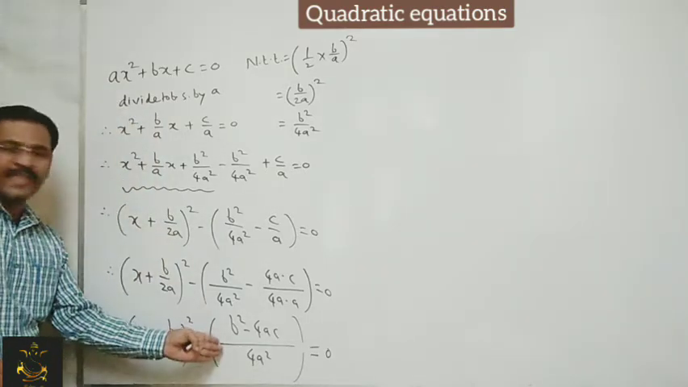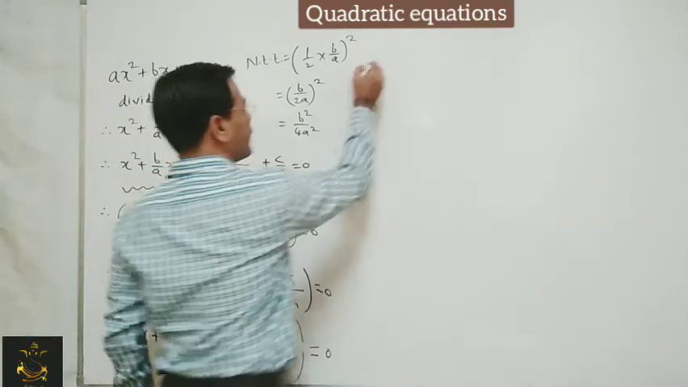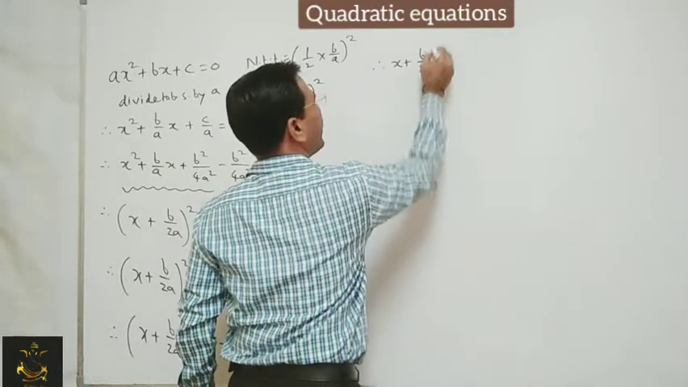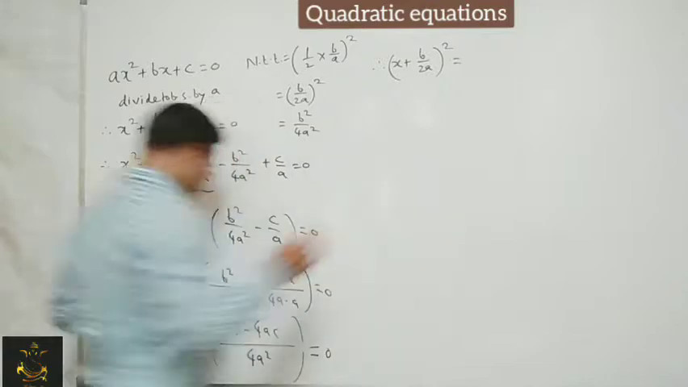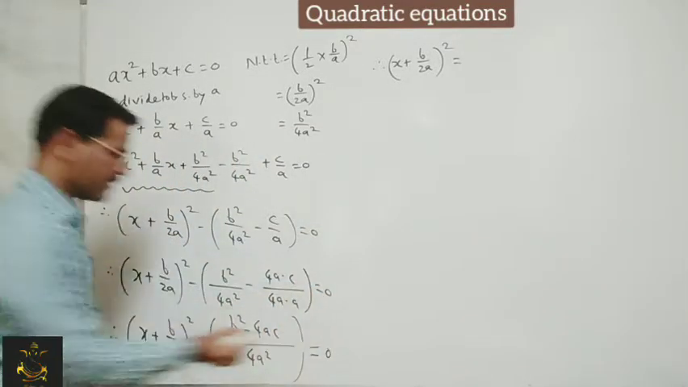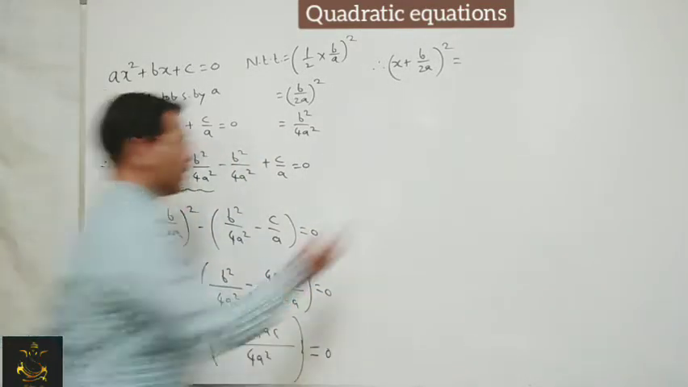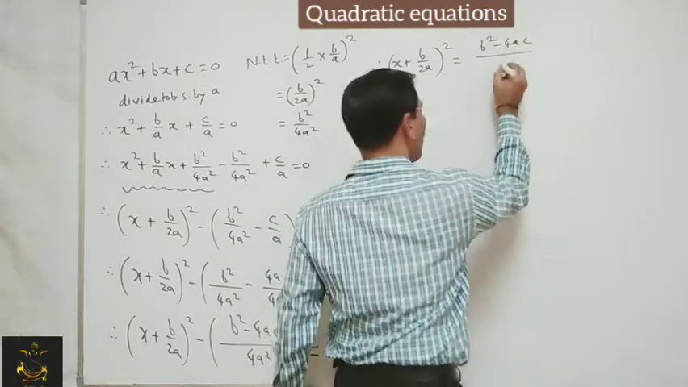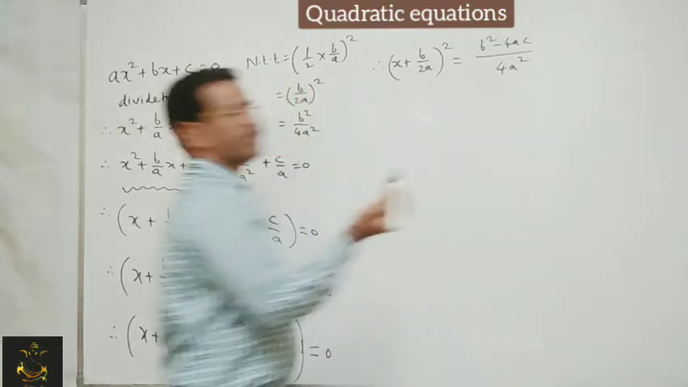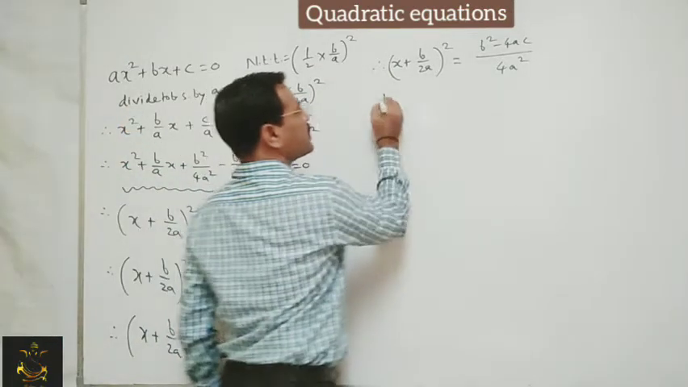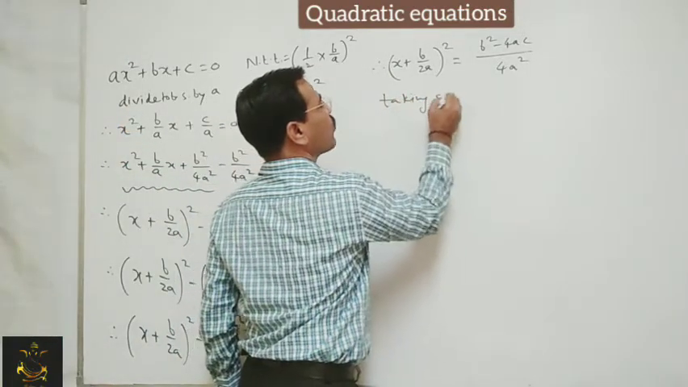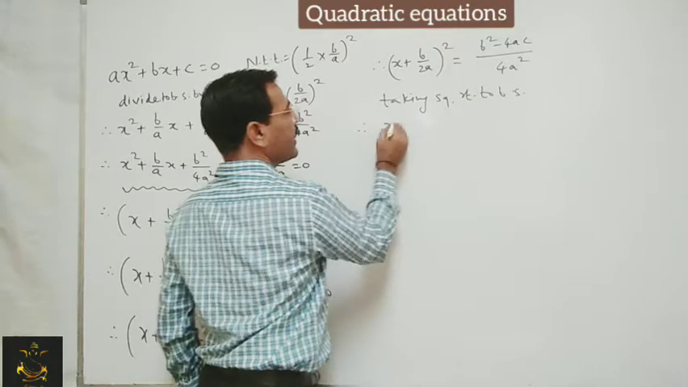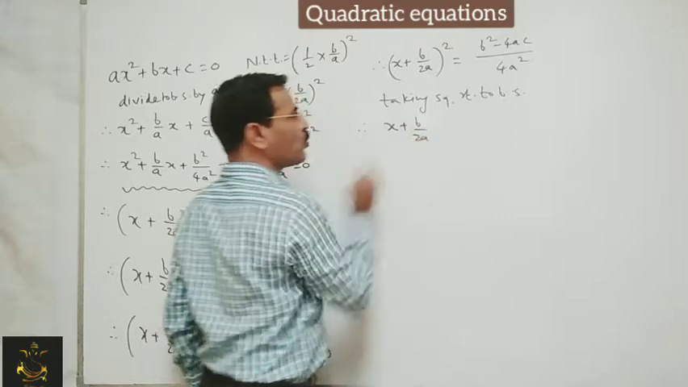So I'll take this to that side. What will you get here? x plus b upon 2a bracket square. This minus sign goes to that side, it is plus. What will you get here? It is b square minus 4ac upon 4a square. Look. Now the next process is what? Taking the square root of both sides. What will we get? x plus b upon 2a.